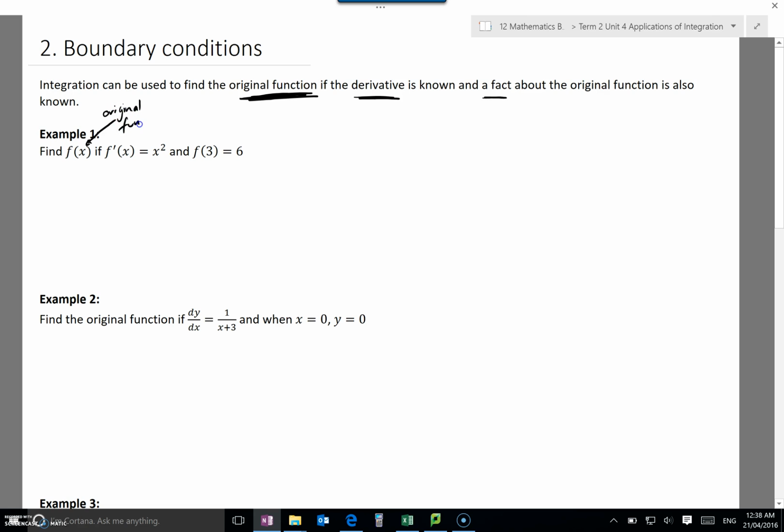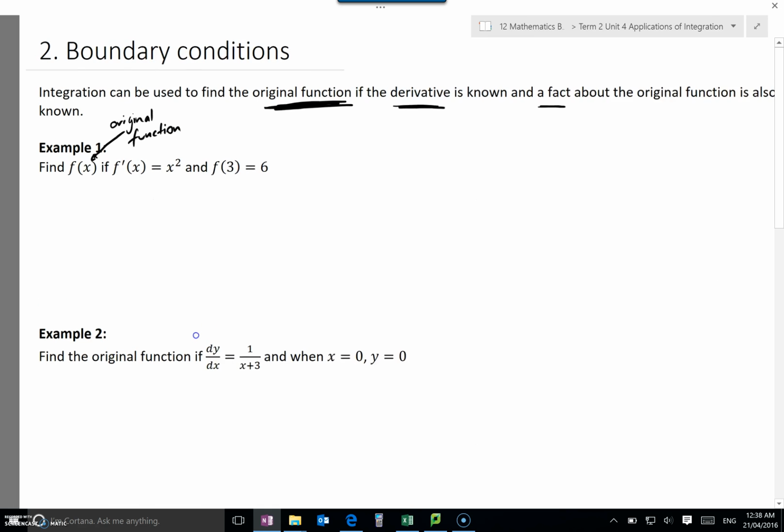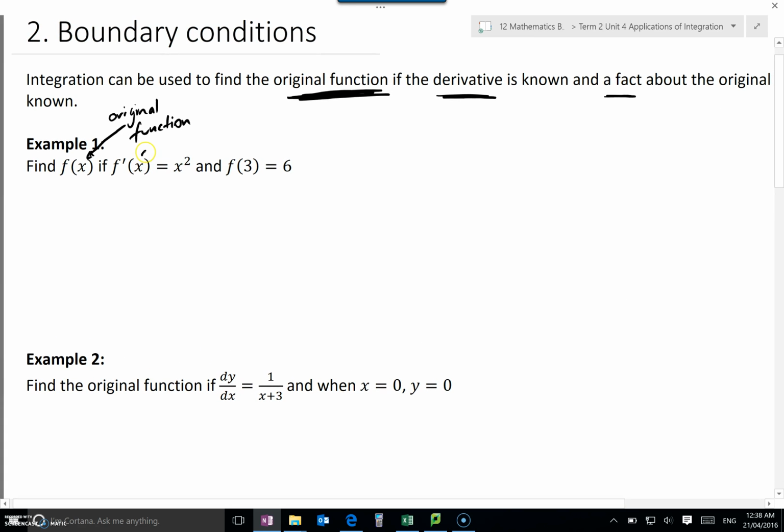original function if the derivative is x squared, and f of 3 equals 6 means when x equals 3, the y value or the function value is 6. That's pretty much what it's saying.